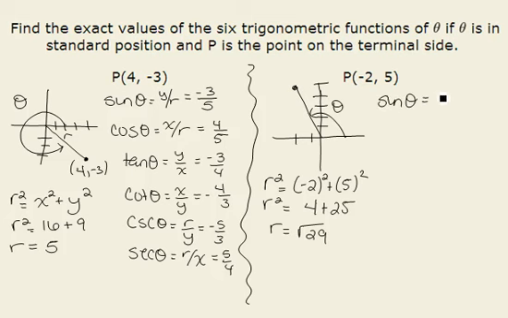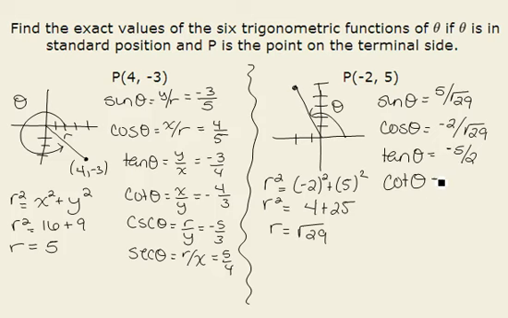Using the same identities, we now know that the sine of theta, which is y over r, is given by 5 divided by the square root of 29. Cosine of theta is the x-coordinate over r, which is -2 over the square root of 29. Tangent of theta is sine over cosine, or y over x, which is -5/2.